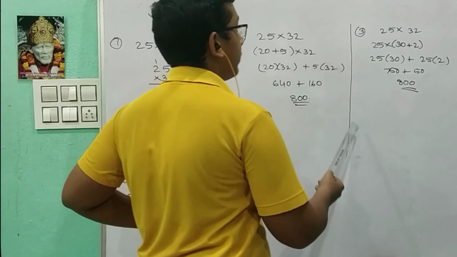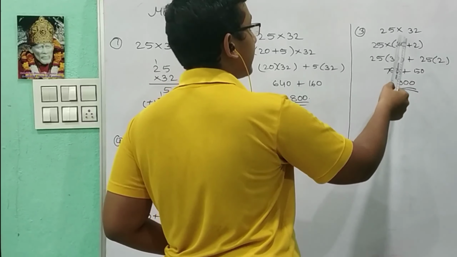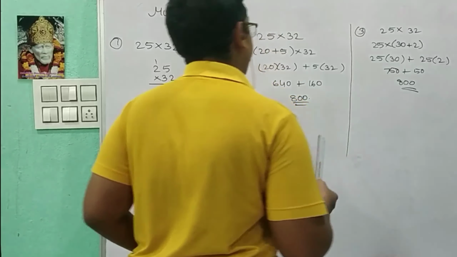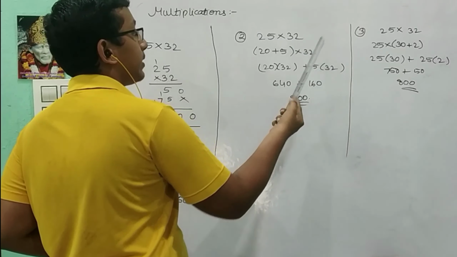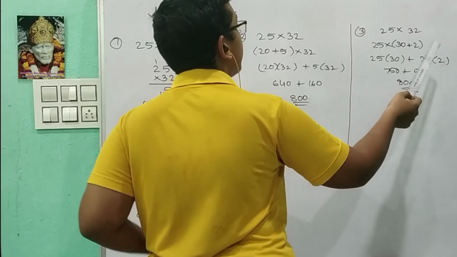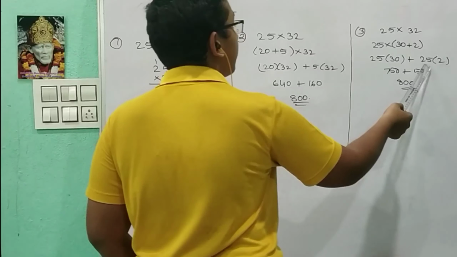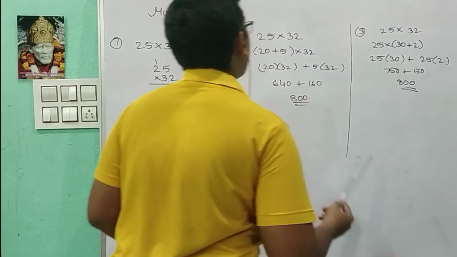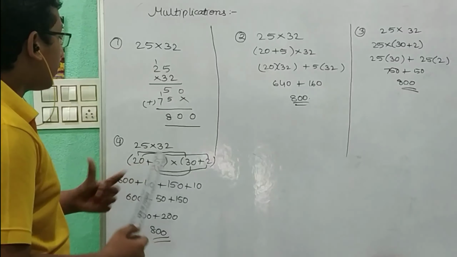Now let's try this one. The same question is taken, 25 is kept as it is and 32 can be written as 30 plus 2. So as we did 20 into 32 and 5 into 32, here also 25 into 30 plus 25 into 2. Now 25 into 30 is 750 and 25 into 2 is 50. So 750 plus 50 gives you 800. So in all three methods you got 800. So the answer is right. Now let's try the fourth method.